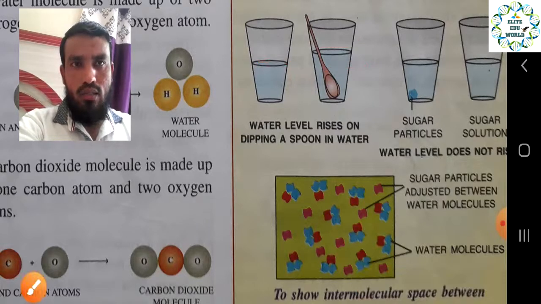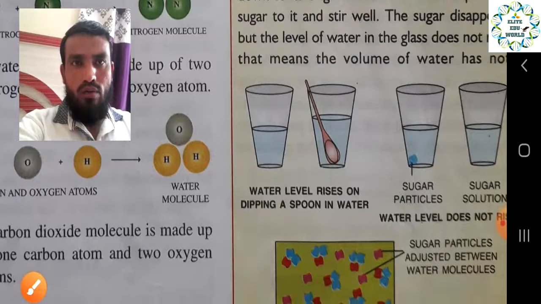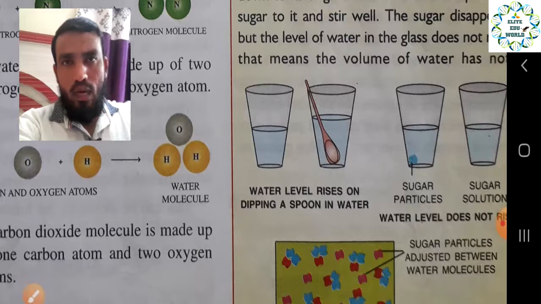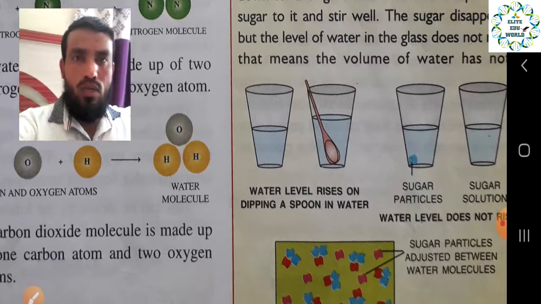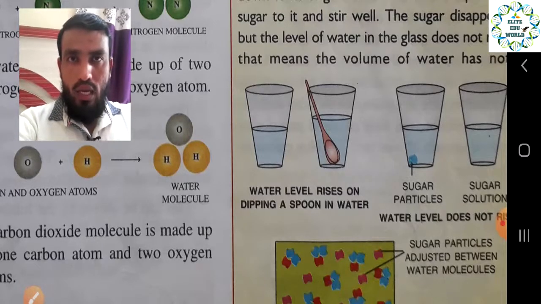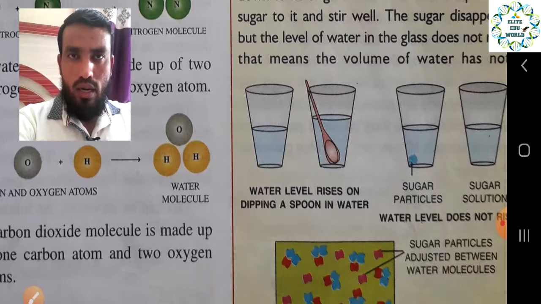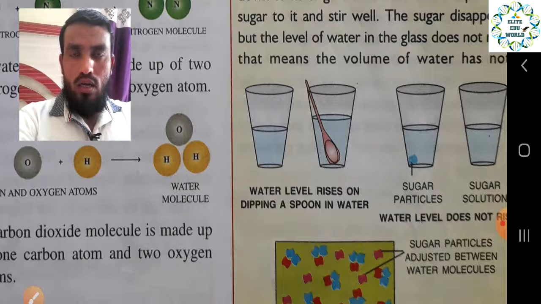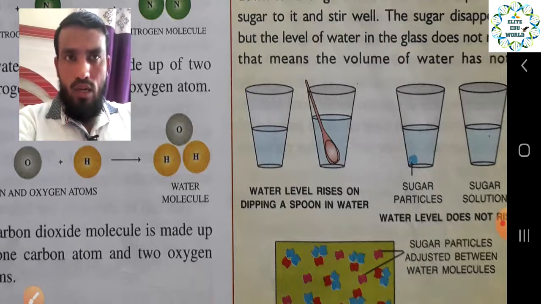This is understandable. We have already seen this when we put marbles into the glass in the previous activity, and the level of the water rose. That is why we said that any matter occupies space. So the spoon is made of solid, it has occupied space in the glass, and the water level will rise up.